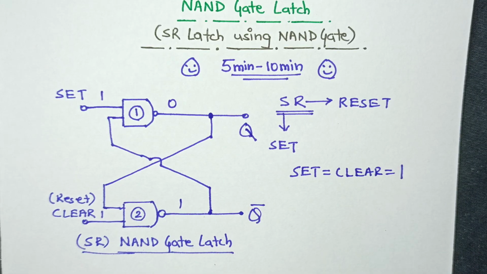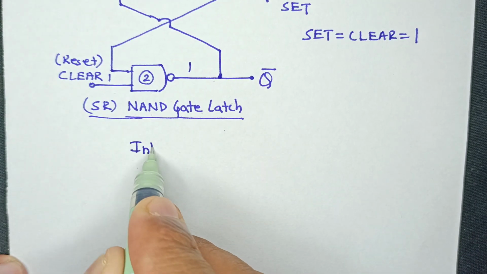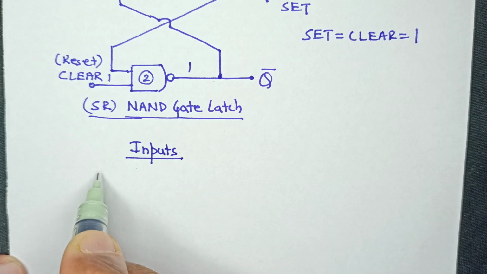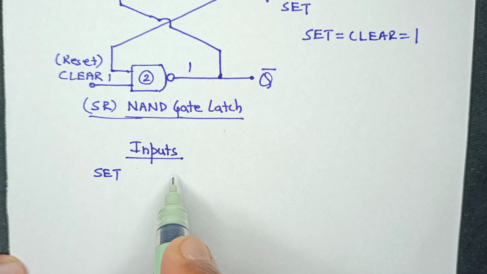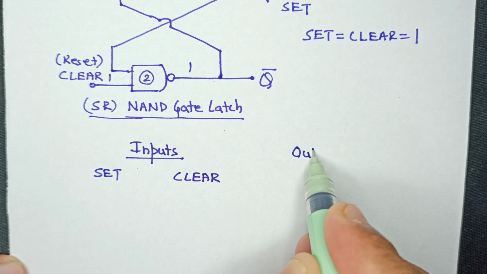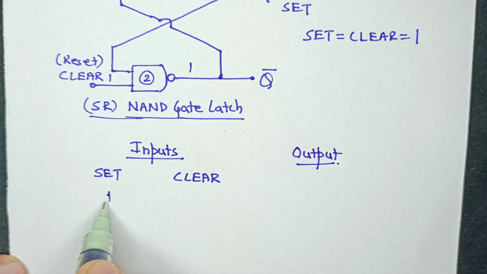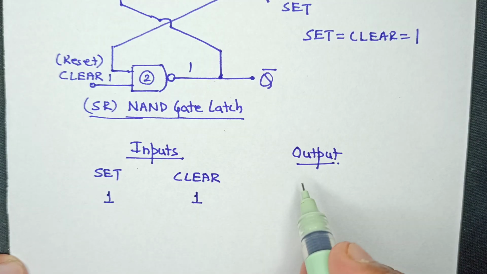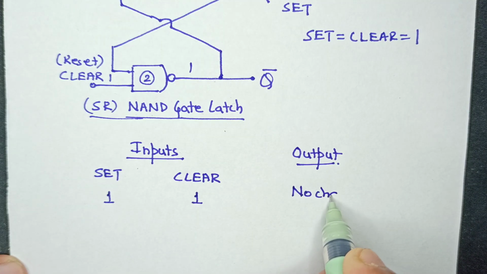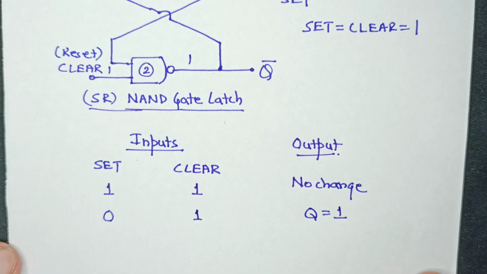Now as far as the truth table is concerned, so if we have two inputs, we'll make a table here, we'll term this as set, we will term this as clear, and right here in the table we have the output. So as far as the set and the clear inputs are concerned, if set is 1, clear is 1, the output that we get is technically no change. Now as far as the second condition is concerned, if we have set as 0 and clear as 1, then the output would be 1.